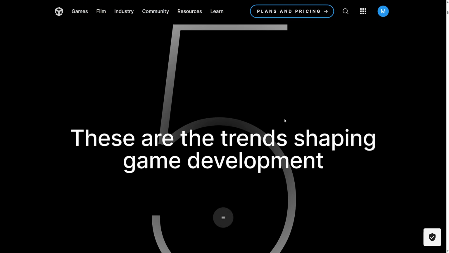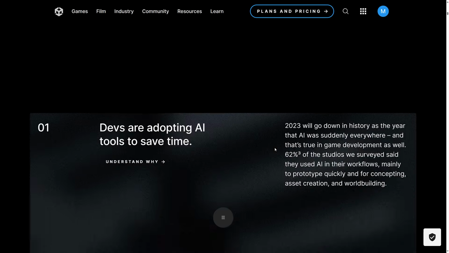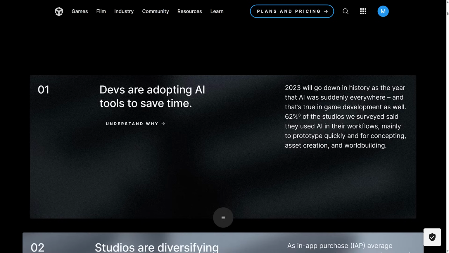So they broke this down to five particular trends. A lot of this actually came from surveys, and you're talking about a sample size of about 300 studios. So not small, but definitely not massive. And where the interesting thing comes in, this is where I put the quote on the front of this, is they say that 62% of studios surveyed said they used AI in their workflow. That's interesting. That's actually much higher than I would have thought.